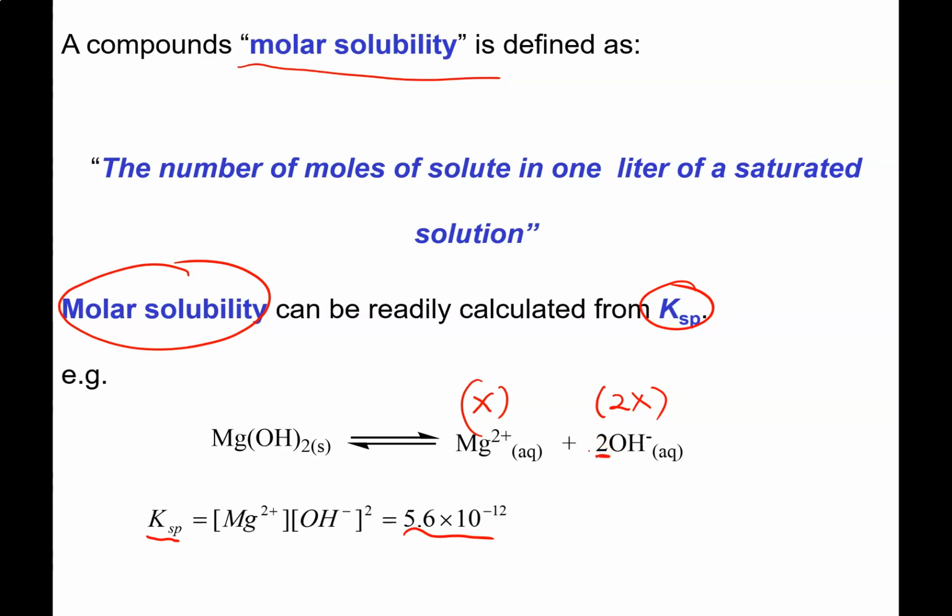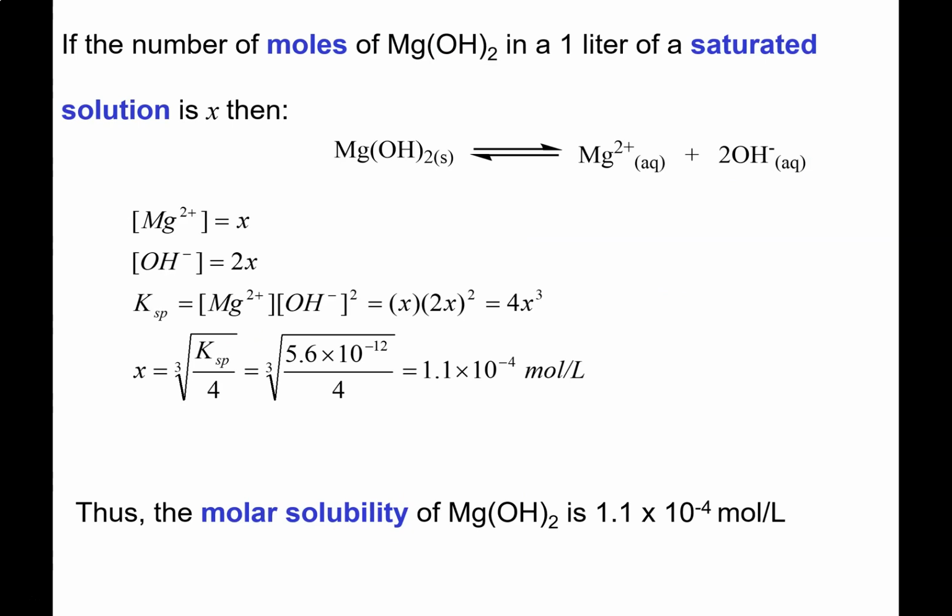So we really only need to know the concentration of one thing in order to figure out the Ksp. How many moles of this can dissolve in 1 liter? How might we go about solving that? We've got the Ksp here. Let's have a look. The number of moles of magnesium hydroxide that would be in 1 liter of a saturated solution, let's just call that x. x moles of this stuff dissolves. Then the concentration of magnesium would be x, and the concentration of hydroxide ion would be 2x.